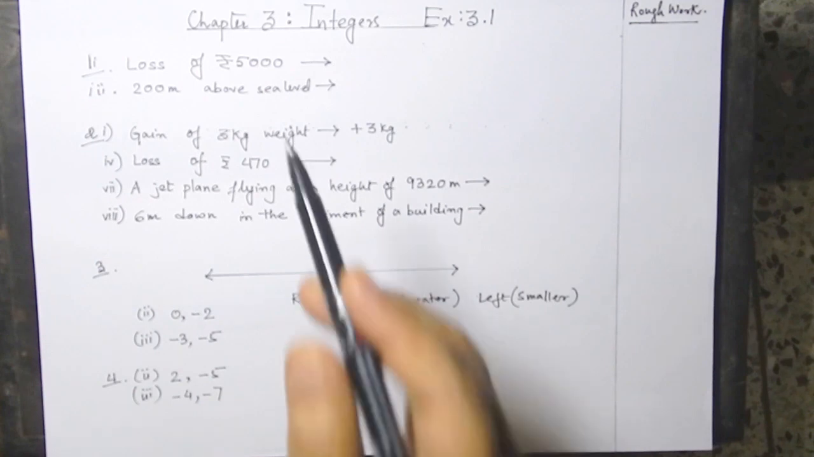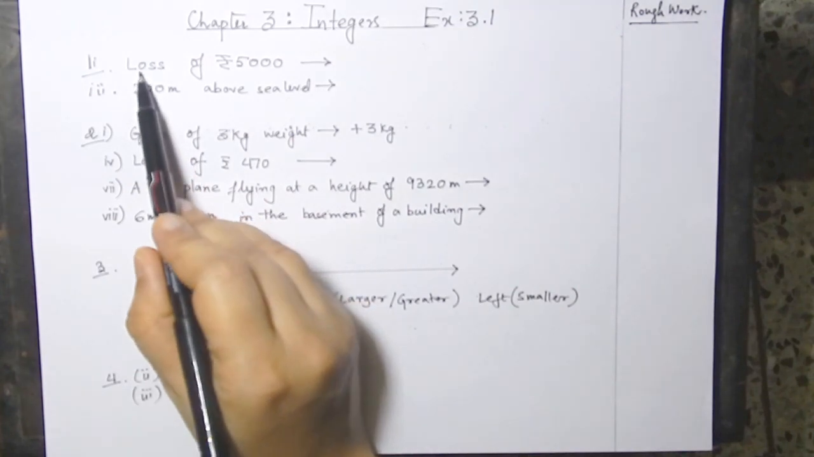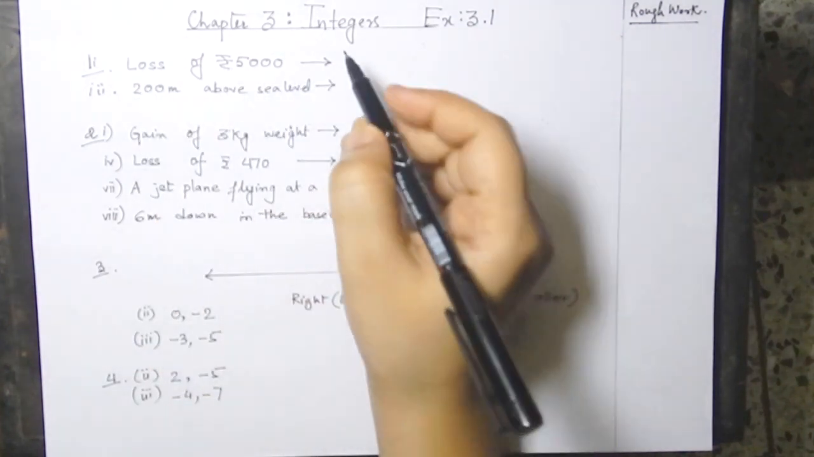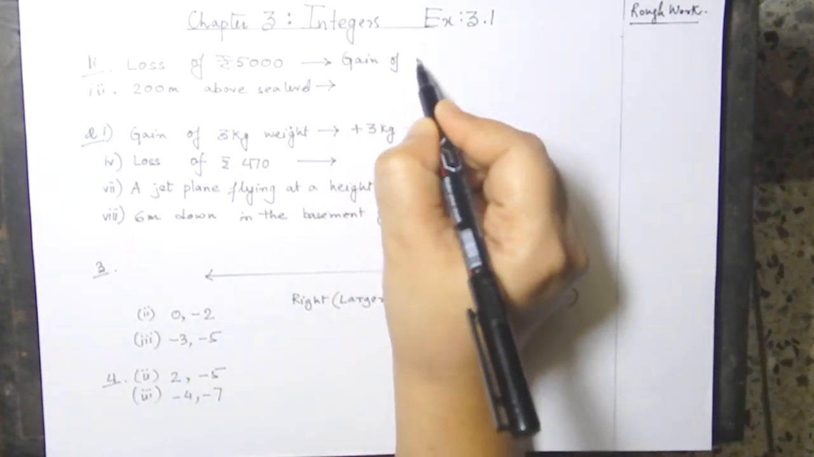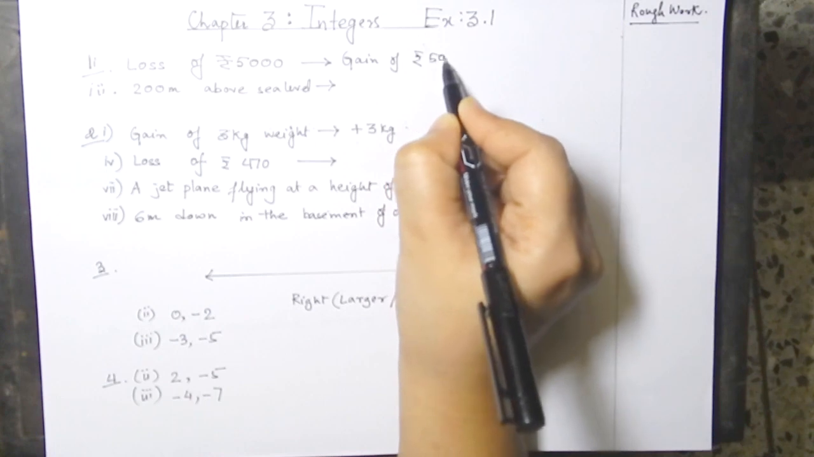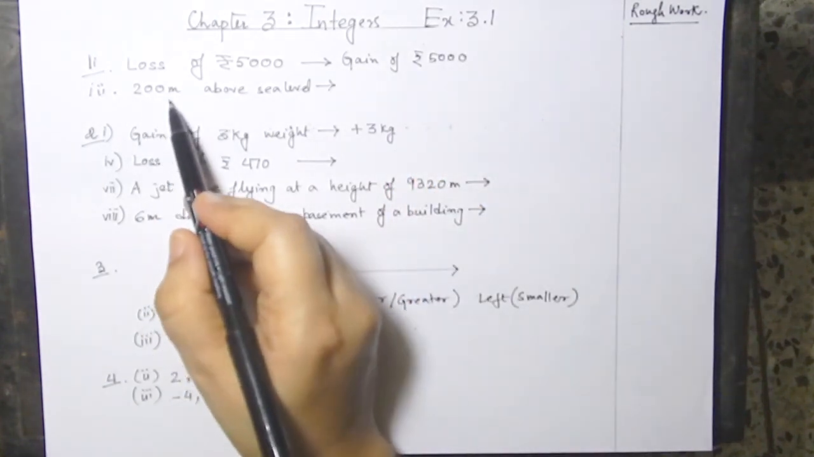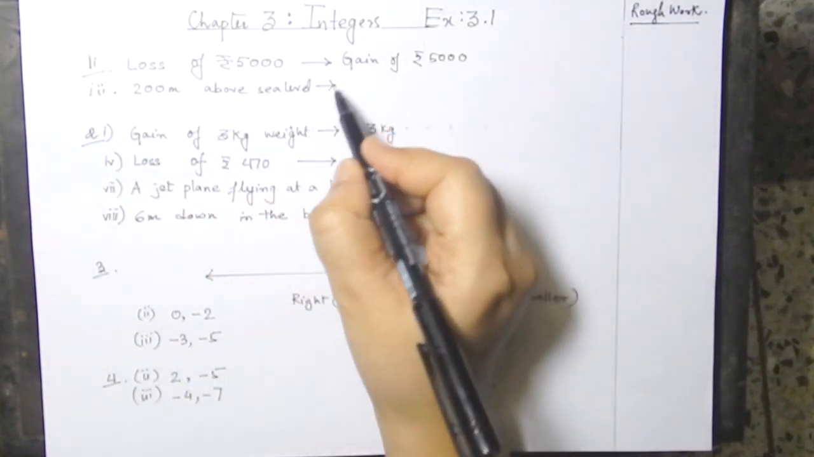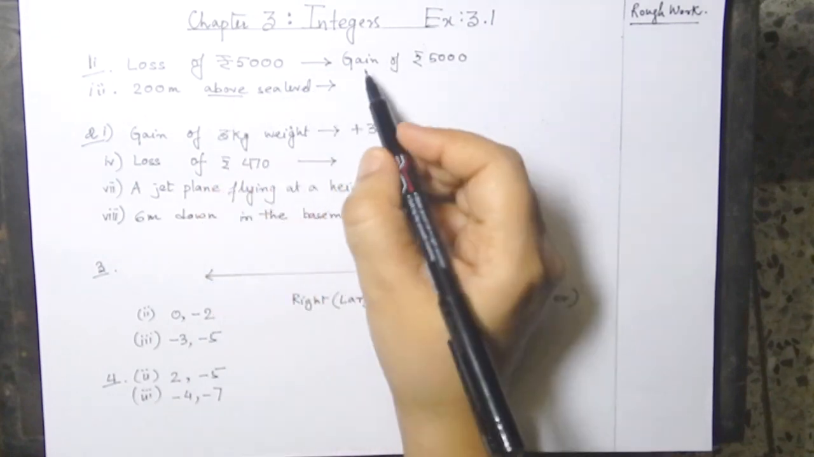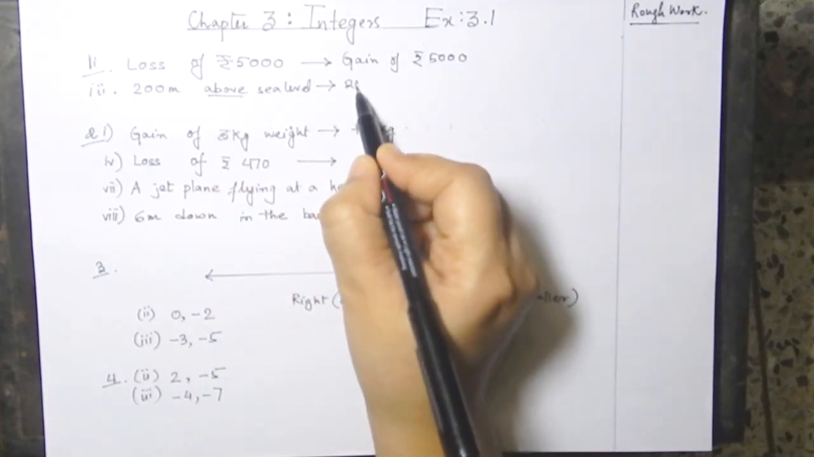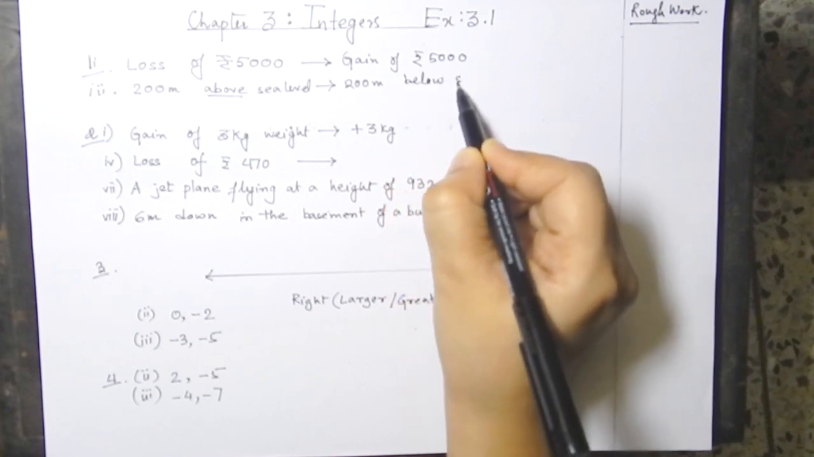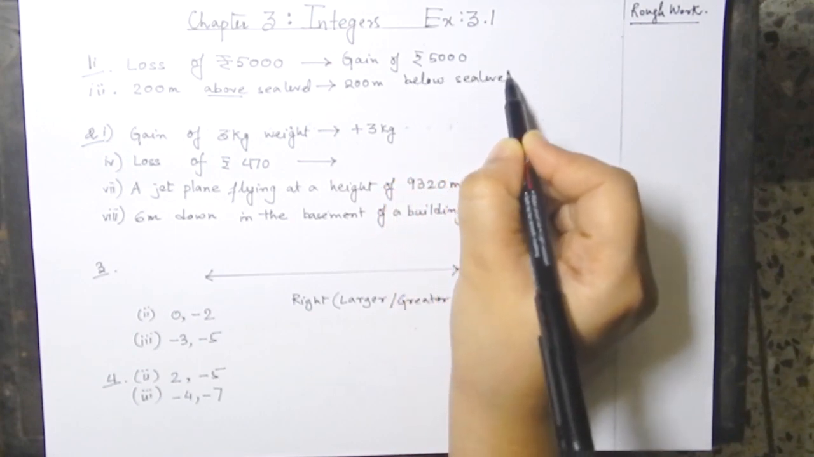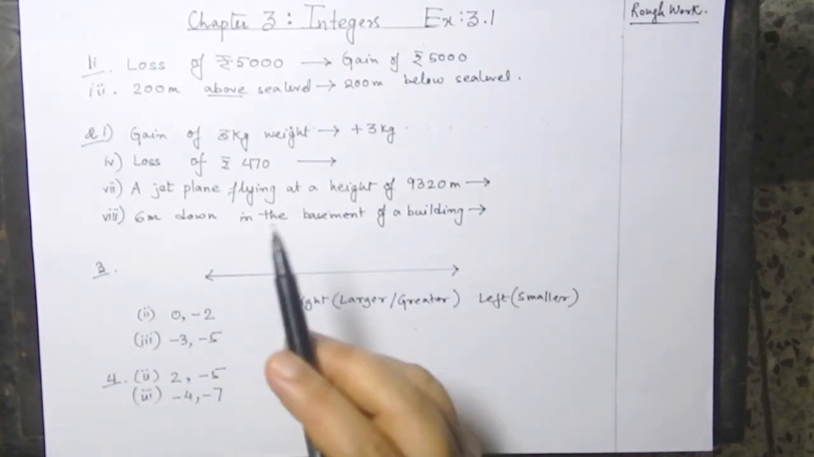So loss of ₹5,000. If you see over here, you will get the opposite of loss, which is gain. So the answer will be gain of ₹5,000. 200 meters above sea level. So obviously this above will be changed to its opposite, which is 200 meters below sea level. I hope this is simple enough.